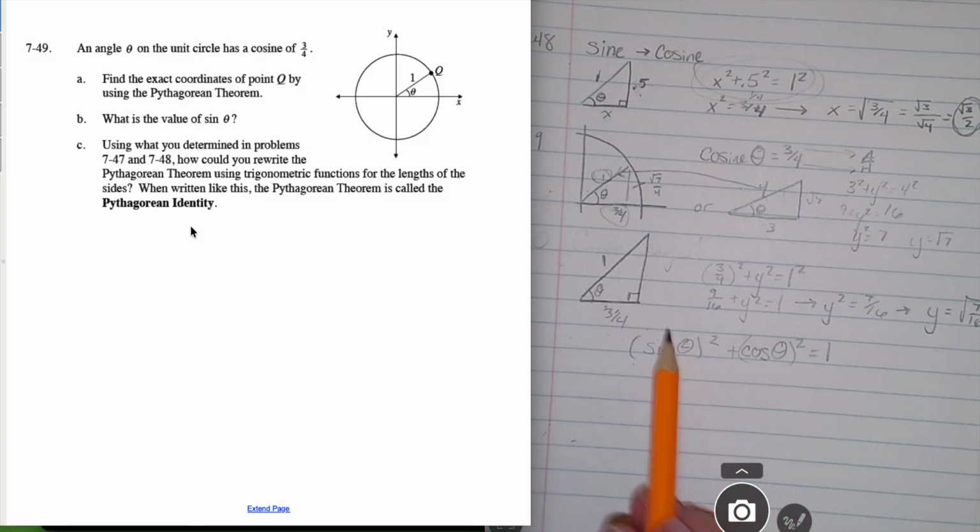So that is going to be one of those things that comes up a lot. In fact, if you have a friend who's in pre-calc right now, they're probably talking about the Pythagorean identity on a regular basis. So this is something we're going to use a ton of time.